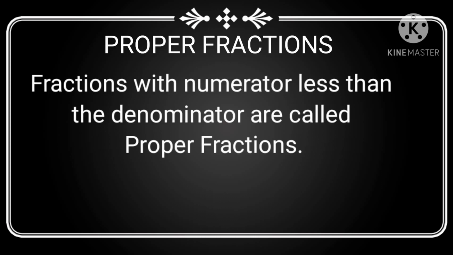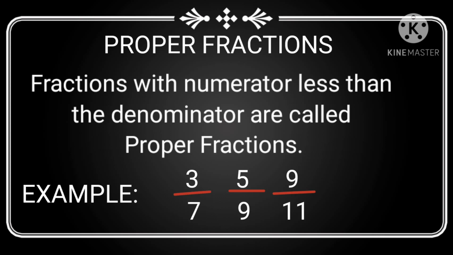Proper fractions. Fractions with numerator less than the denominator are called proper fractions. Example, 3 by 7, 5 by 9 and 9 by 11. In all the conditions, you can see that the numerator is less than the denominator.